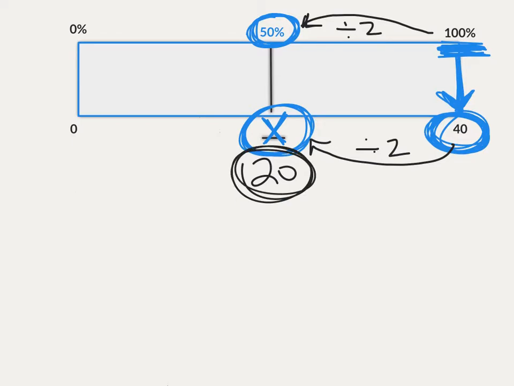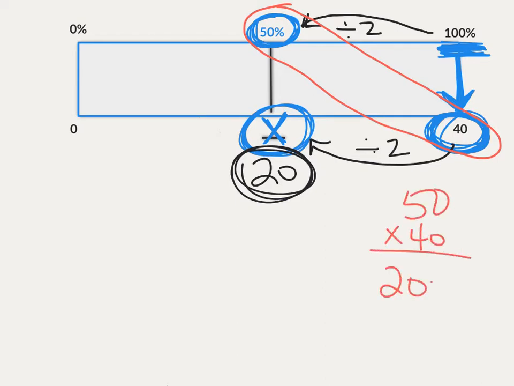Maybe I didn't see that connection or relationship right away. And I instead thought, you know what, I'm going to use cross products. I could take the 50 and the 40, that diagonal, and multiply them. 50 times 40 is 2,000. And then divide by the remaining number, the 100.